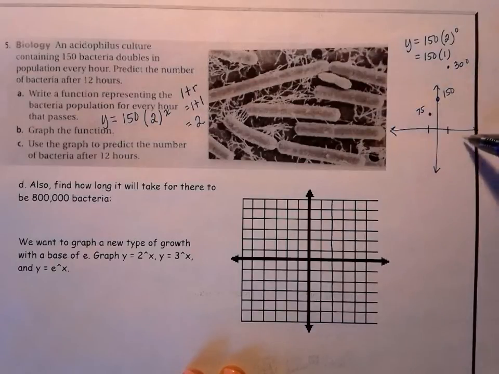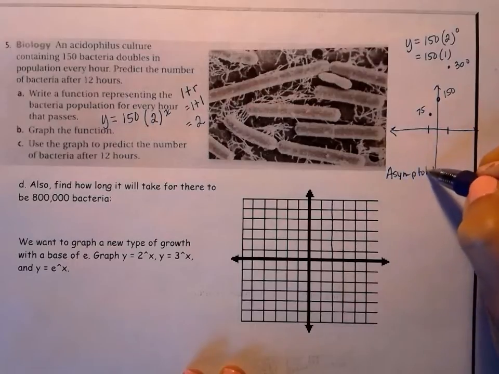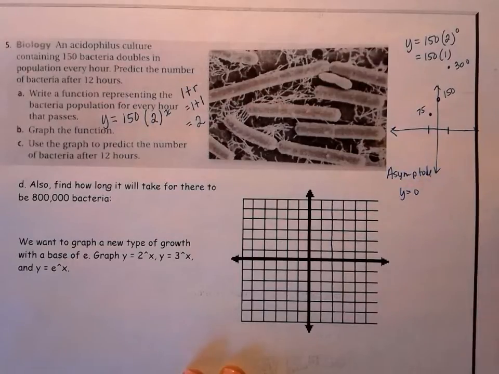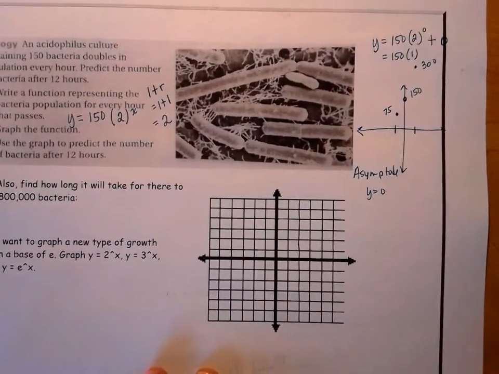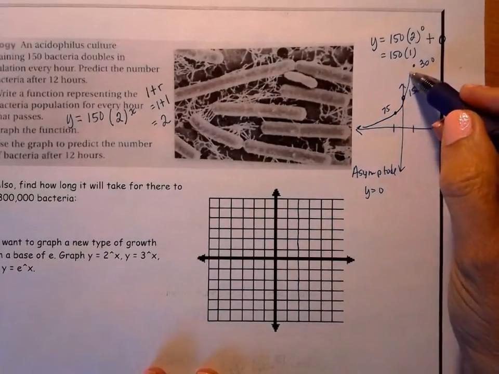And I know my asymptote is going to be at y equals 0 because there is no actual k value. So it's just y is equal to 0. So the general shape looks like this, and again, this is just a sketch of the graph.